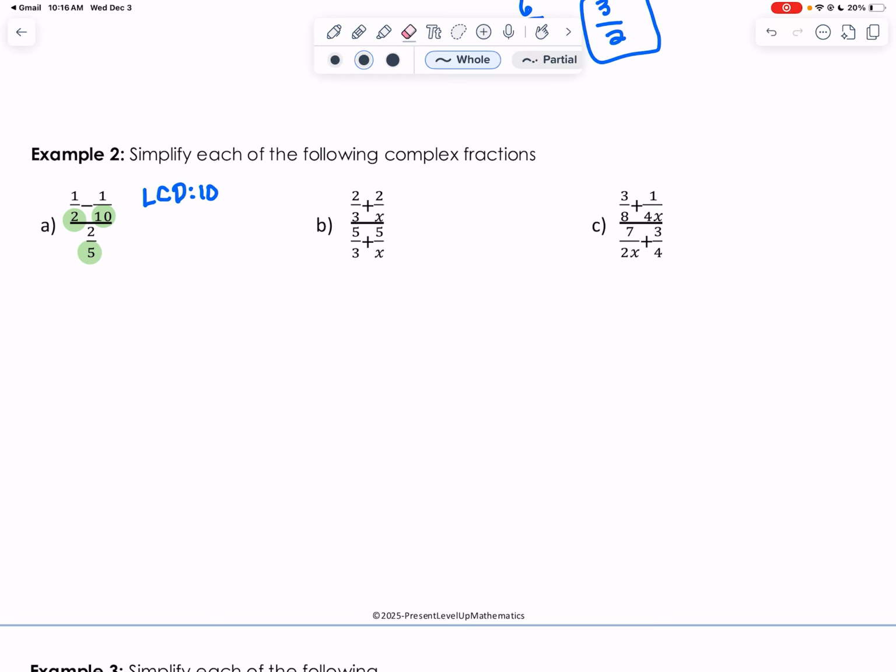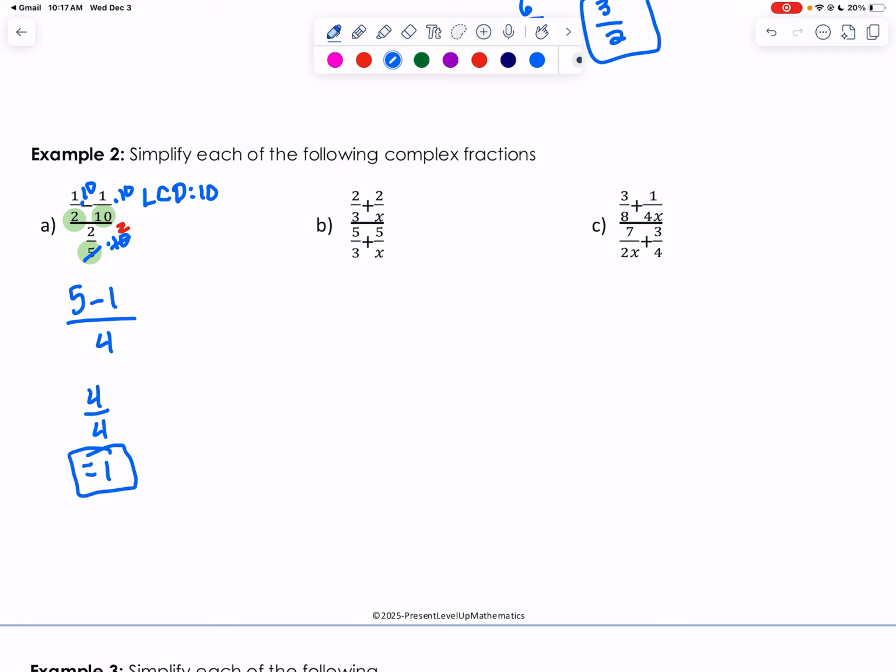So if I were to multiply each one of these fractions by 10, just write it here, okay? 1/2 times 10 would give me 5. 1/10 times 10 would give me 1. On the next one, 5 goes into 10 2 times, and 2 times 2 is 4. So on the bottom, we have a 4. So 5 minus 1 is 4 over 4, which reduces all the way down to 1.